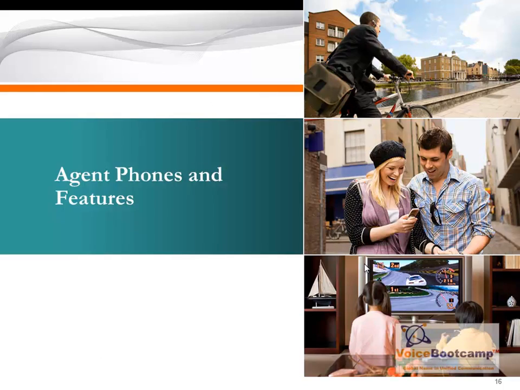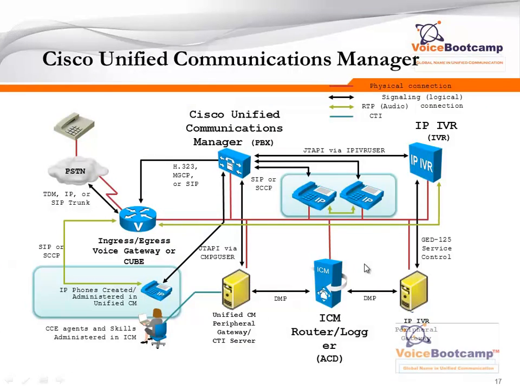Now, agent phone and features. Cisco Unified Communication Manager provides various endpoints to act as an agent phone. In Unified CCE 7, an agent can use a SIP phone, model 7941, 7961, 7970, 71 devices. ICM 8.0 now supports multi-line phones as an agent phone on 6900 series, 8900 series, and 9900 series.